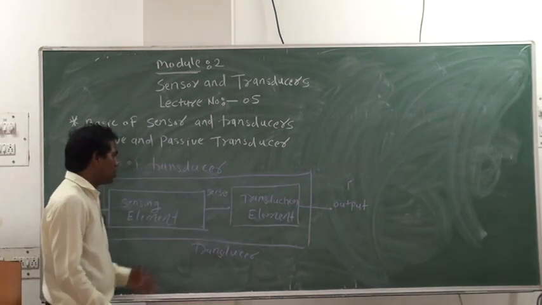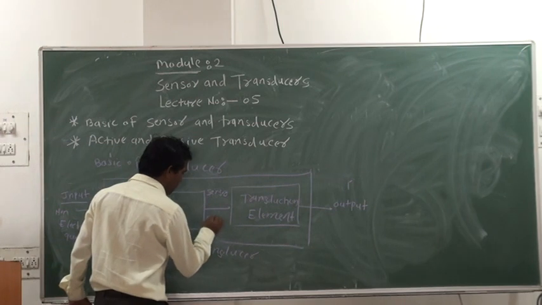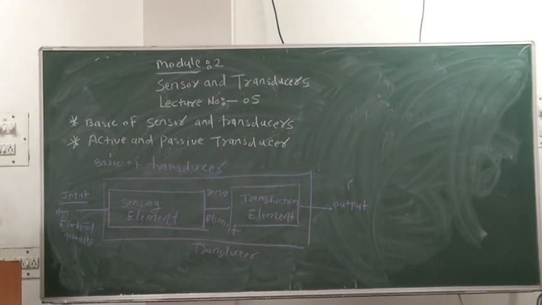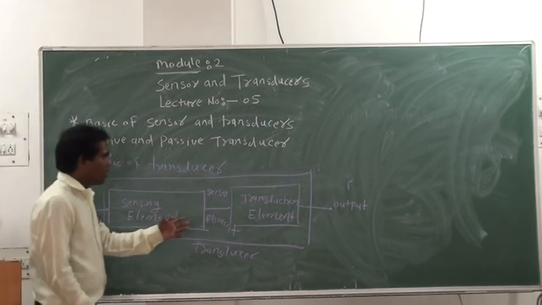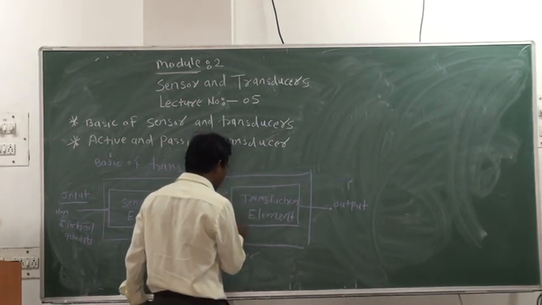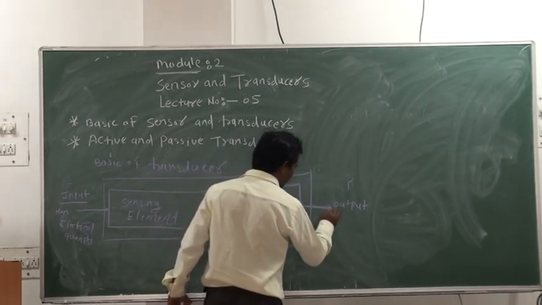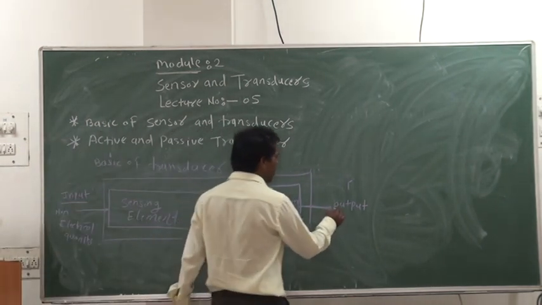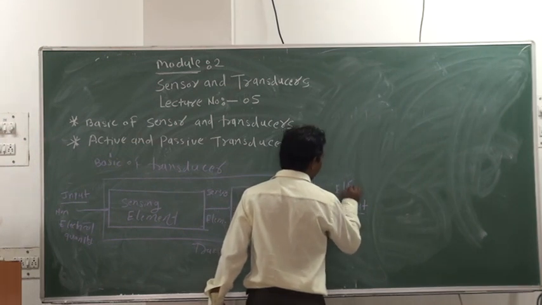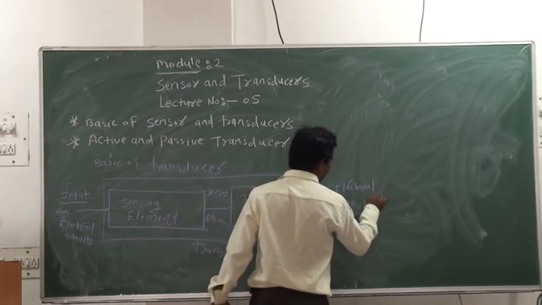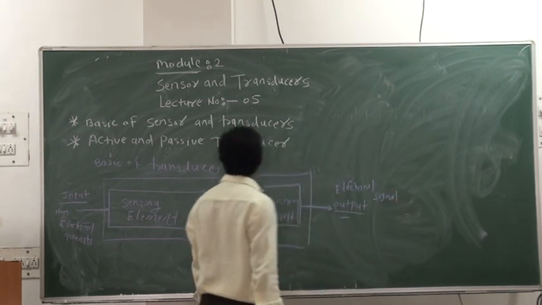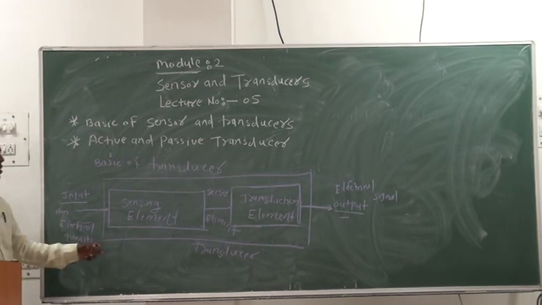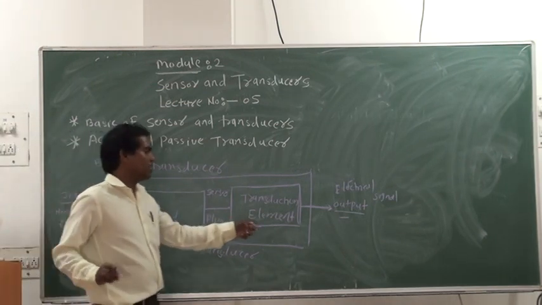The sensor responds to the transduction element. Then the transduction element converts this into an electrical signal. That is called the transduction element. The output of the transduction element is in the form of an electrical signal. So this is a basic block diagram of your transducer. It consists of your sensing element and transduction element.